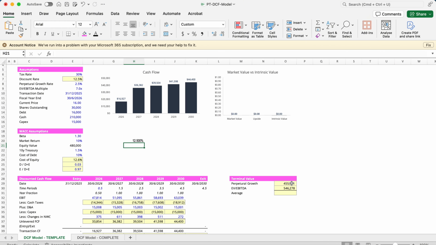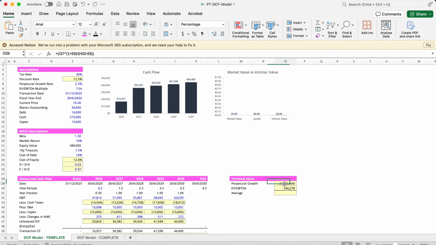That gets to our 455. What if we make that 14? Comes down. 16 comes down even further. And if we go to 10, it goes way up. So the closer the discount rate and the perpetual growth rate, the higher the perpetual growth terminal value will be.